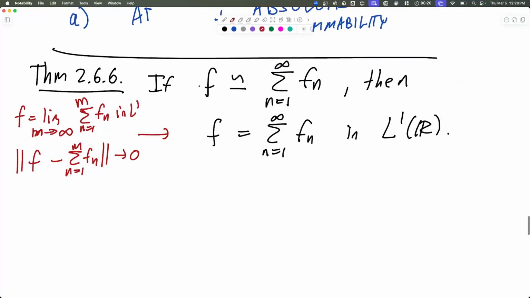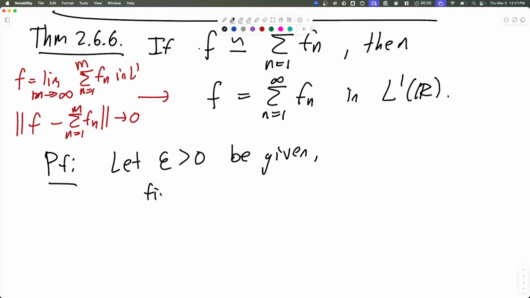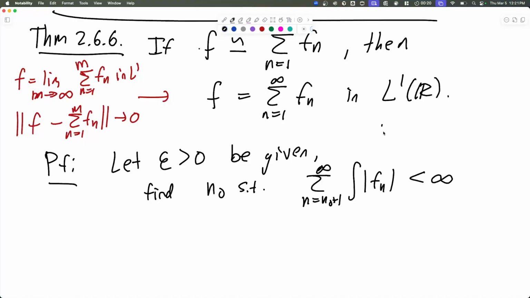And the proof really is just taking stuff we've already done and rewriting it a different way. Okay, the starting point is, let epsilon greater than 0 be given. So take any epsilon greater than 0. Find n naught such that the sum of the integrals starting at n naught to infinity is less than epsilon. This is by condition A.